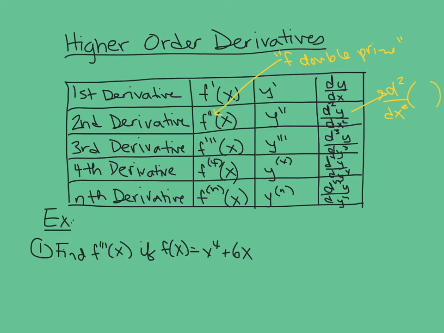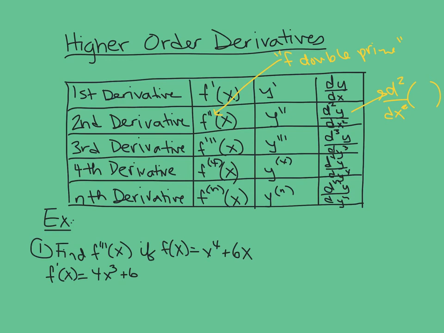So we'll do a few examples. My first example, we want to find f triple prime if f of x equals x to the fourth plus 6x. First thing we're going to do is find f prime. That's going to give us 4x to the third plus 6.